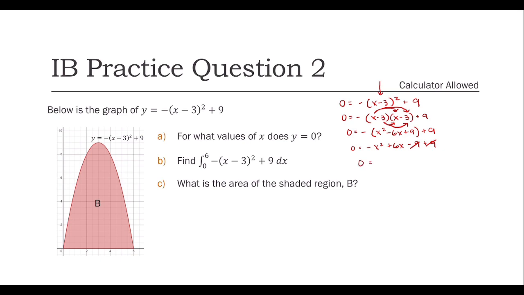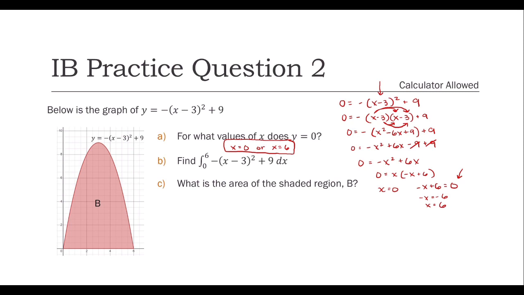So we have 0 equals negative x squared plus 6x. So we can factor out an x. So we have 0 equals x times negative x plus 6. So our function equals 0 if x equals 0 or if negative x plus 6 equals 0. So we can solve this second part for x. So we get negative x equals negative 6. So x equals 6. So if x equals 0 or x equals 6, then y equals 0. So x equals 0 or x equals 6.